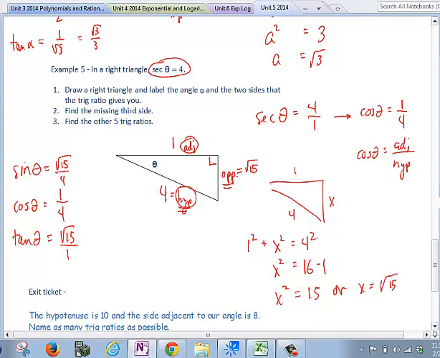If you want to find the other three trig ratios, cosecant of theta, notice I line that up with the sine because these are reciprocal. This is just 4 over root 15. The secant ratio, which was given to me, is 4 over 1. And the tangent ratio, I'll just find the cotangent of that by flipping this fraction. It's 1 over root 15. And all you would have to do to finish this problem would be to rationalize these fractions.